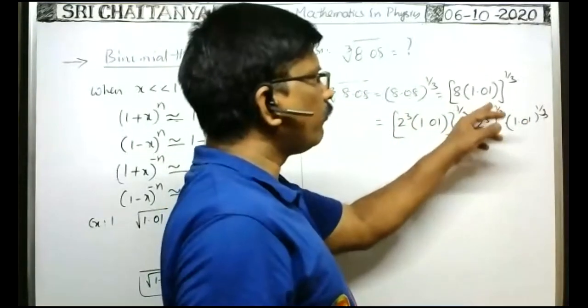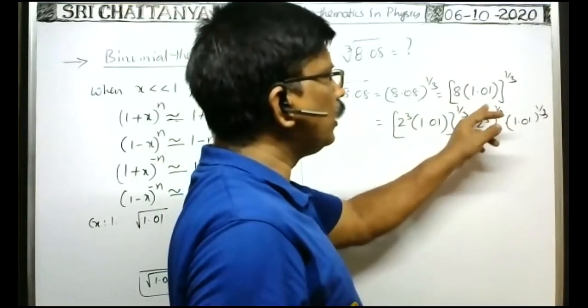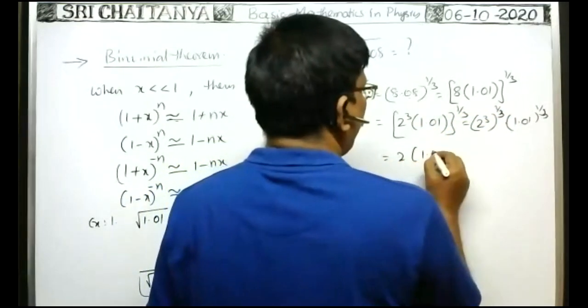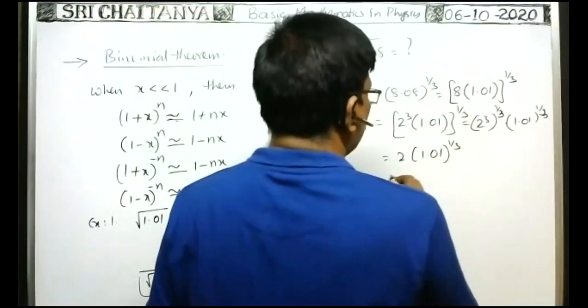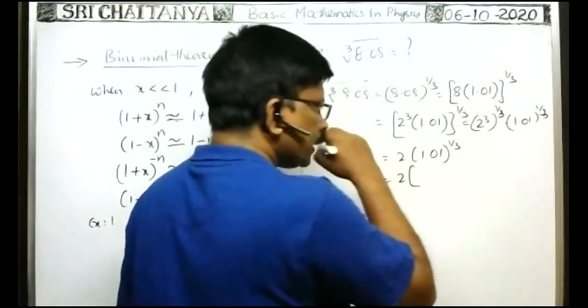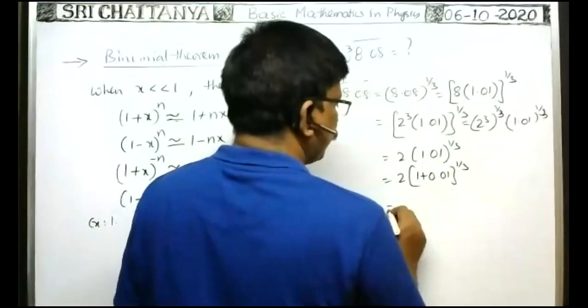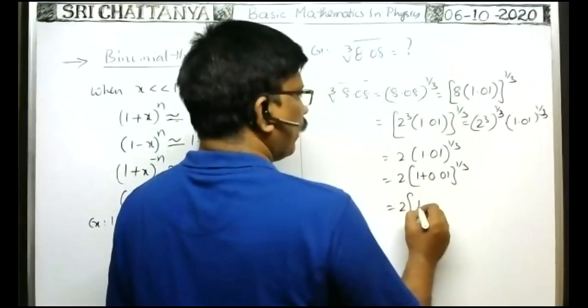2 to the power of 3 whole to the power of 1 by 3 means these powers can be multiplied. 3 into 1 by 3, 3 cancels. So 2 into 1.01 whole to the power of 1 by 3. So this is equal to 2 into 1.01, which can be written as 1 plus 0.01 whole to the power of 1 by 3. That is equal to 2 into 1 plus.